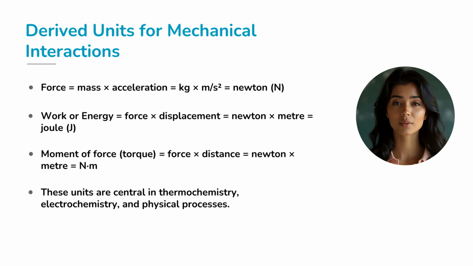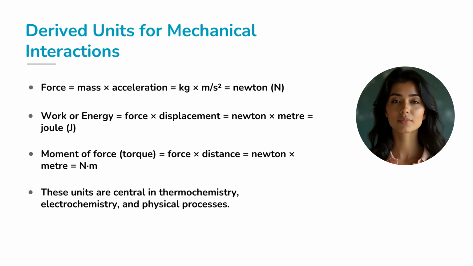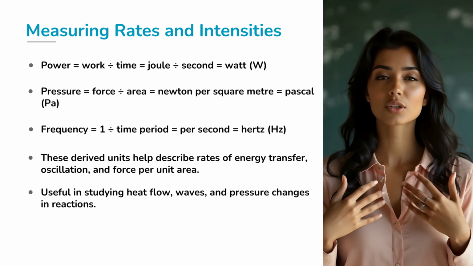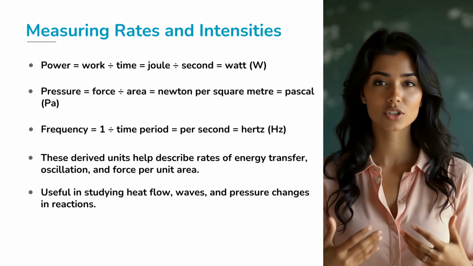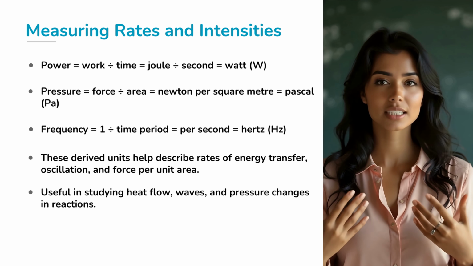These quantities show up in thermochemistry, physical chemistry, and mechanical systems. For example, when an object is lifted or a piston compresses a gas, we calculate the work done using these derived units. The joule and Newton help us quantify energy flow and mechanical impact, concepts that lie at the heart of many chemical processes. What happens when we look at how fast work is done or how pressure acts on surfaces? These are described using three very important derived units: power, pressure, and frequency.